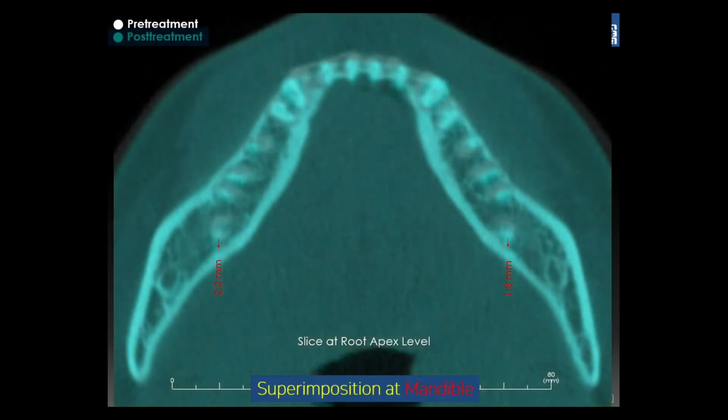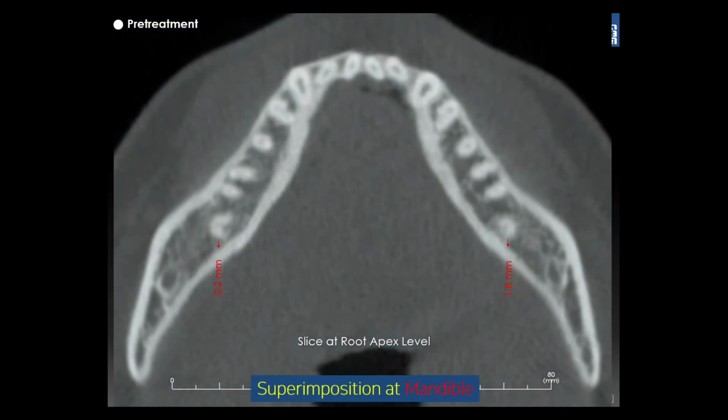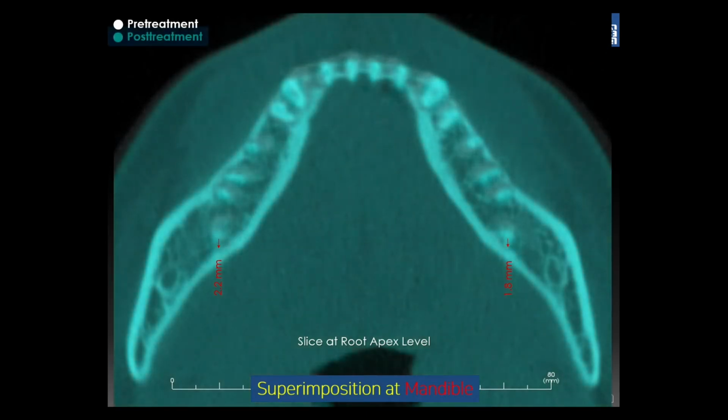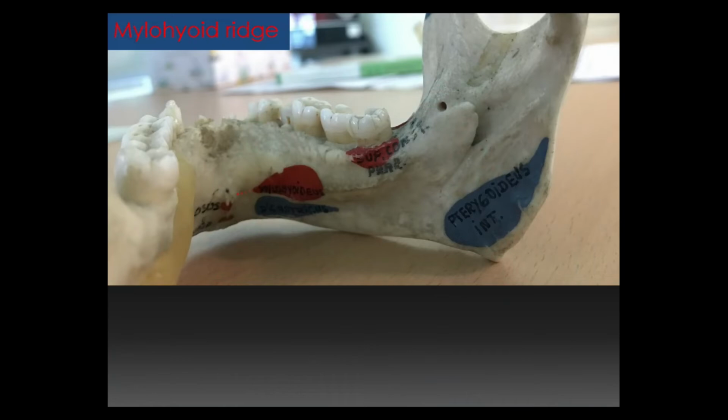There was 2 millimeters of molar distalization at the root apex of the second molars, and the second molar roots contacted the lingual cortical plate of the submandibular fossa. The submandibular fossa is the undercut beneath the mylohyoid ridge, and this submandibular fossa can hinder the distalization.